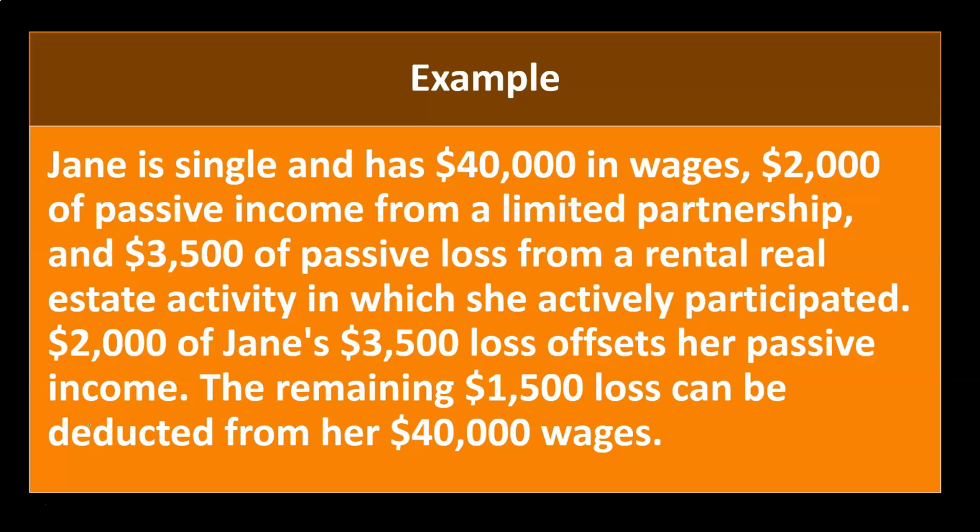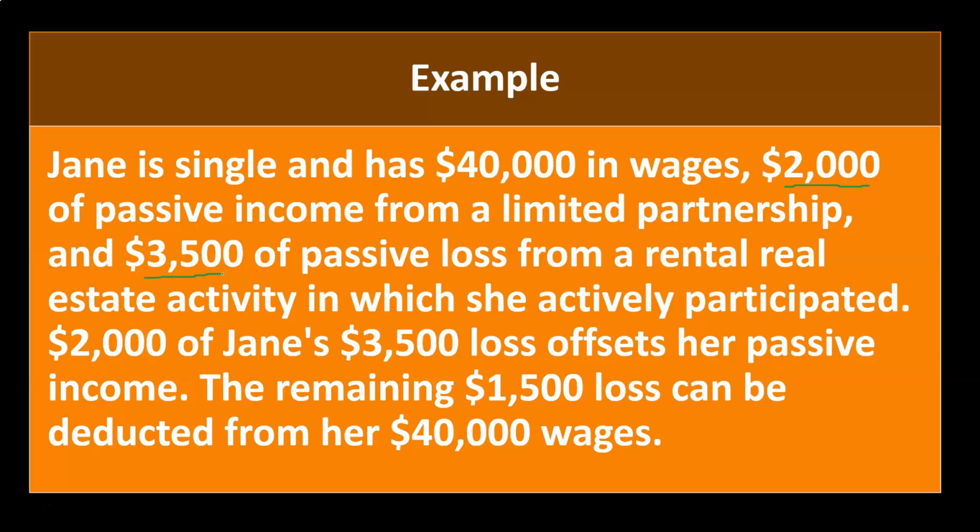Here's an example. Jane is single and has $40,000 in wages, $2,000 of passive income from a limited partnership, and a $3,500 passive loss from the rental real estate activity in which she actively participated. $2,000 of Jane's $3,500 loss offsets her passive income. So she's got $40,000 normal income and $2,000 passive income. And that passive income is the thing you normally would net against if you didn't have this exception for actively participating.